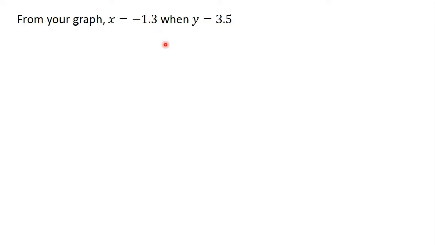You can also try doing this by using the equation of the straight line, which is 2x + y - 1 = 0. You substitute y = 3.5 and see if you are going to get the same value, x = -1.3. From the graph that we've drawn, we got the value of x to be -1.3 when y is equal to 3.5.